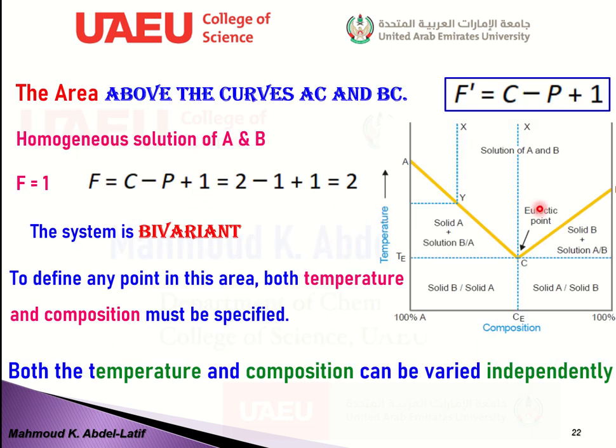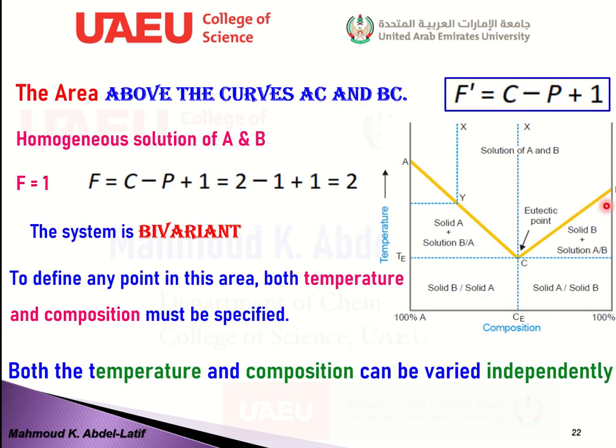Now we're still talking about this eutectic diagram. In the area above the curves AC and BC, you have a homogeneous mixture, only one phase, a solution of A and B. If you apply the reduced phase rule, you end up with 2, which means you have a bivariant system. To define any point in this area, both temperature and composition must be specified. Both can be varied independently, and you still have the same phase.